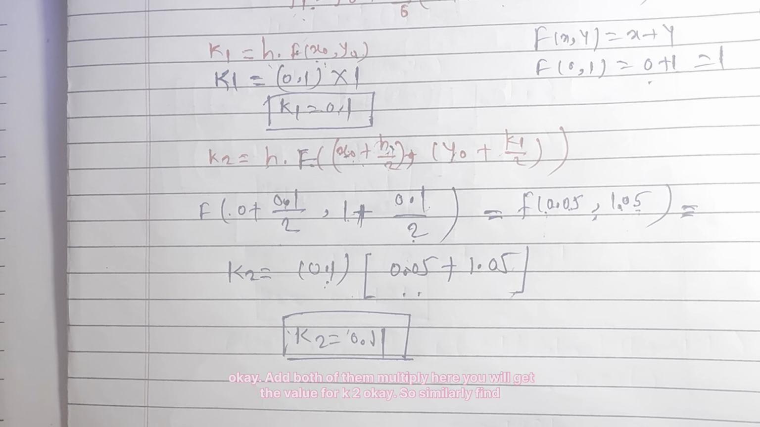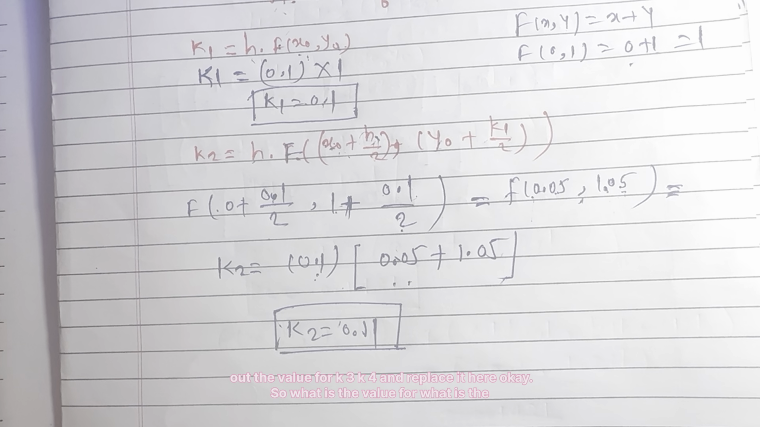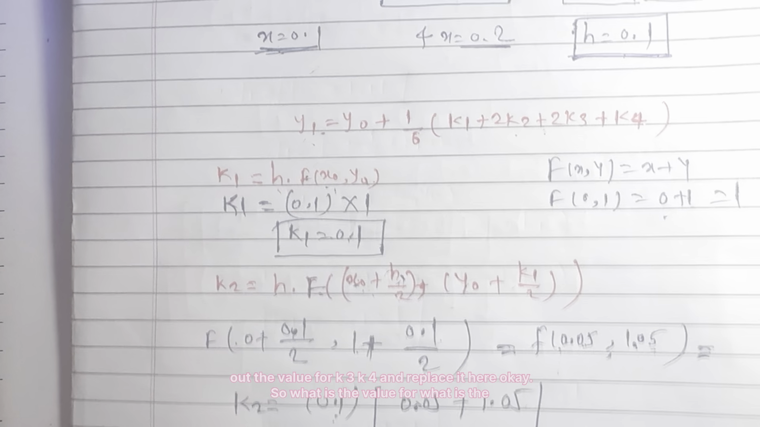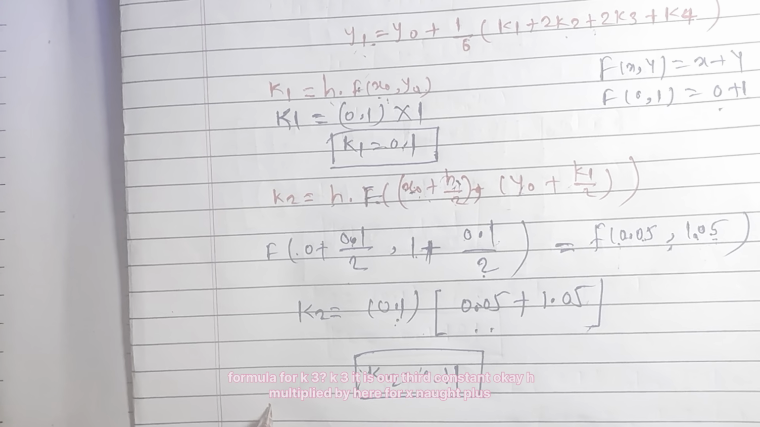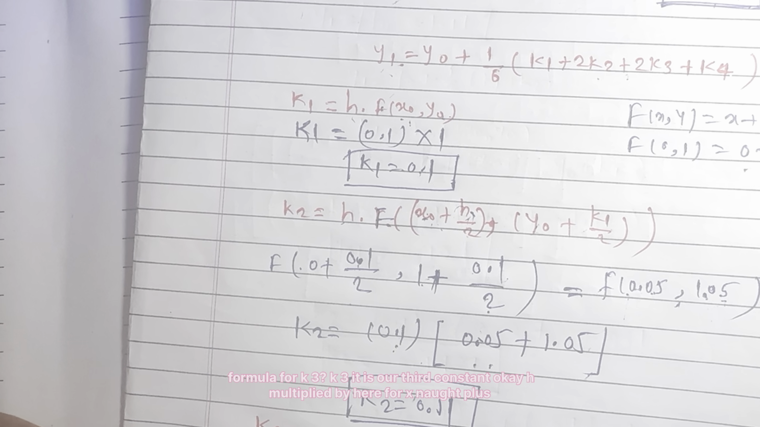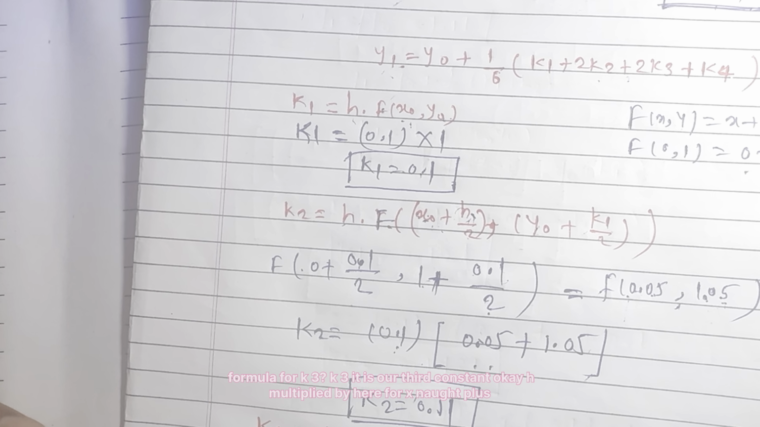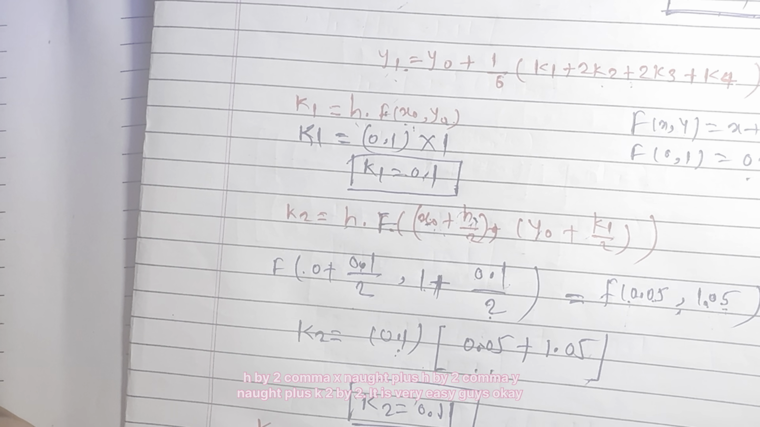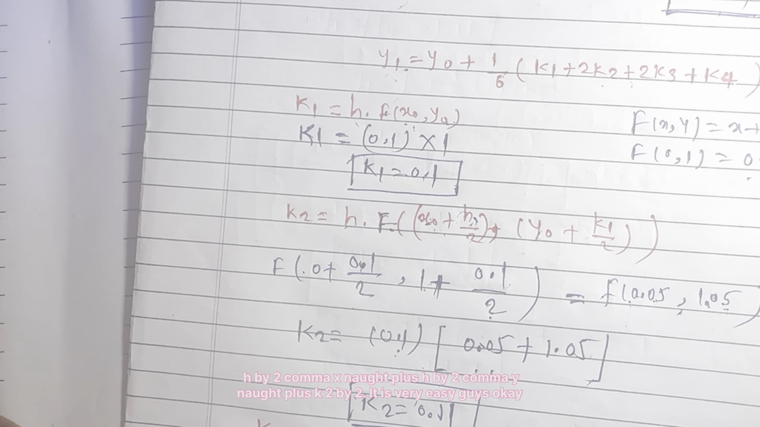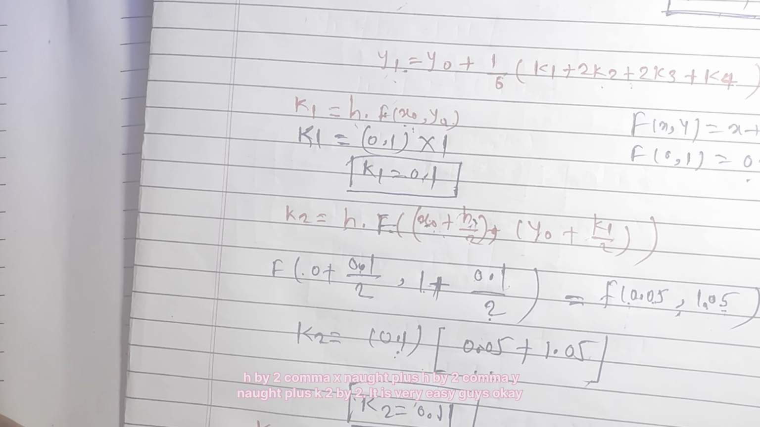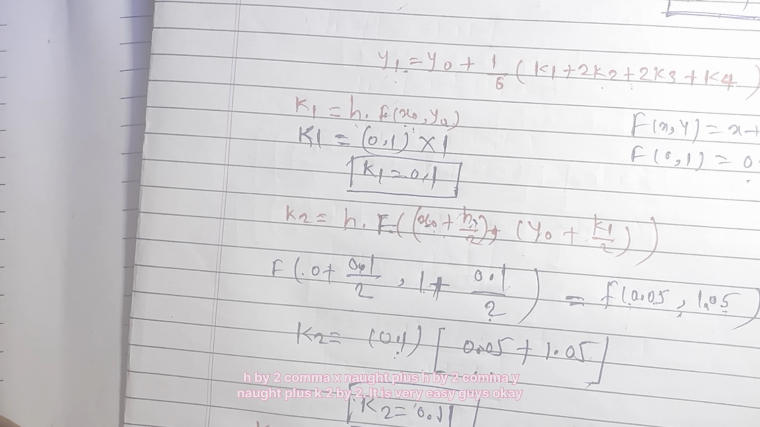Similarly, find out the value for k3, k4 and replace it here. So what is the formula for k3? K3 is our third constant. h multiplied by f of x naught plus h by 2 comma y naught plus k2 by 2. It's very easy guys. x naught plus h by 2 and y naught plus k2 by 2.